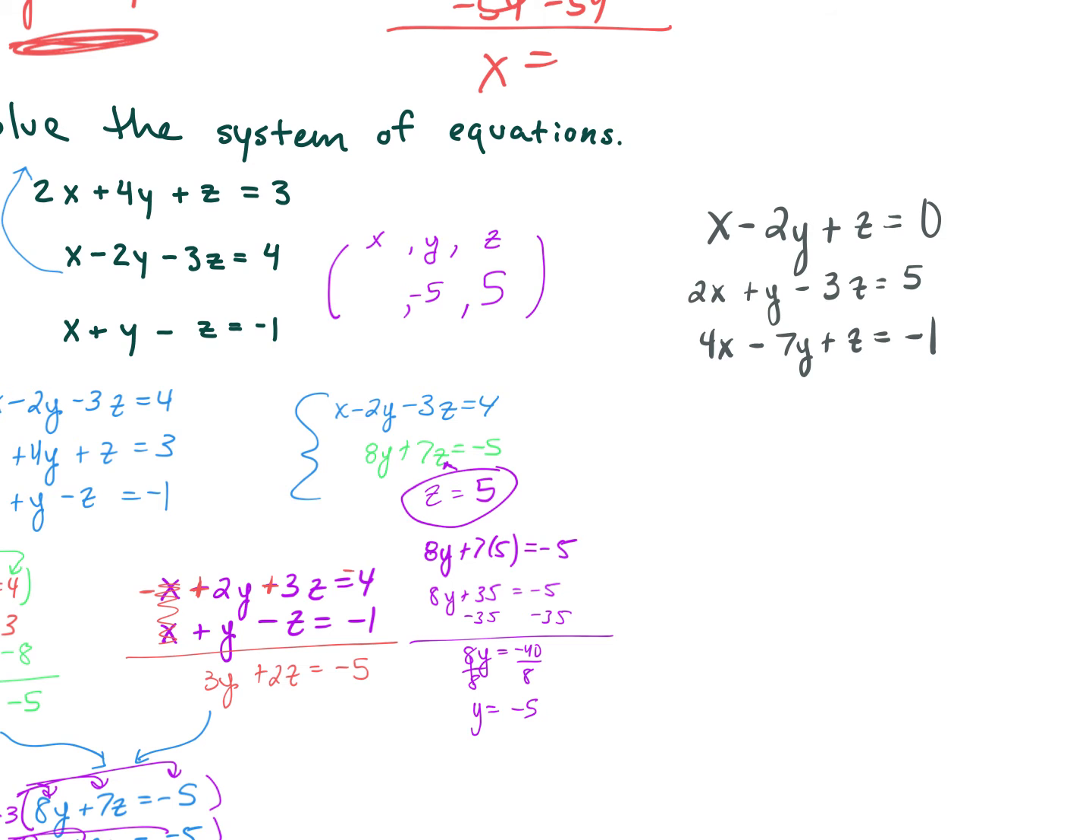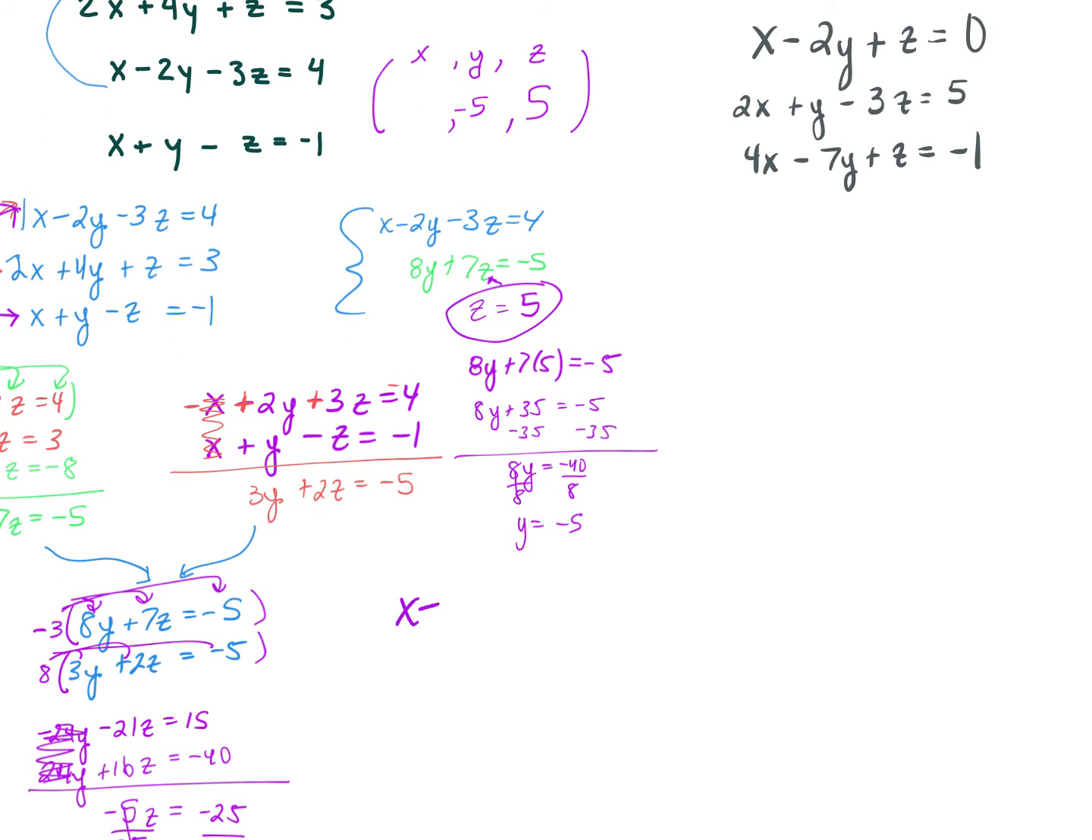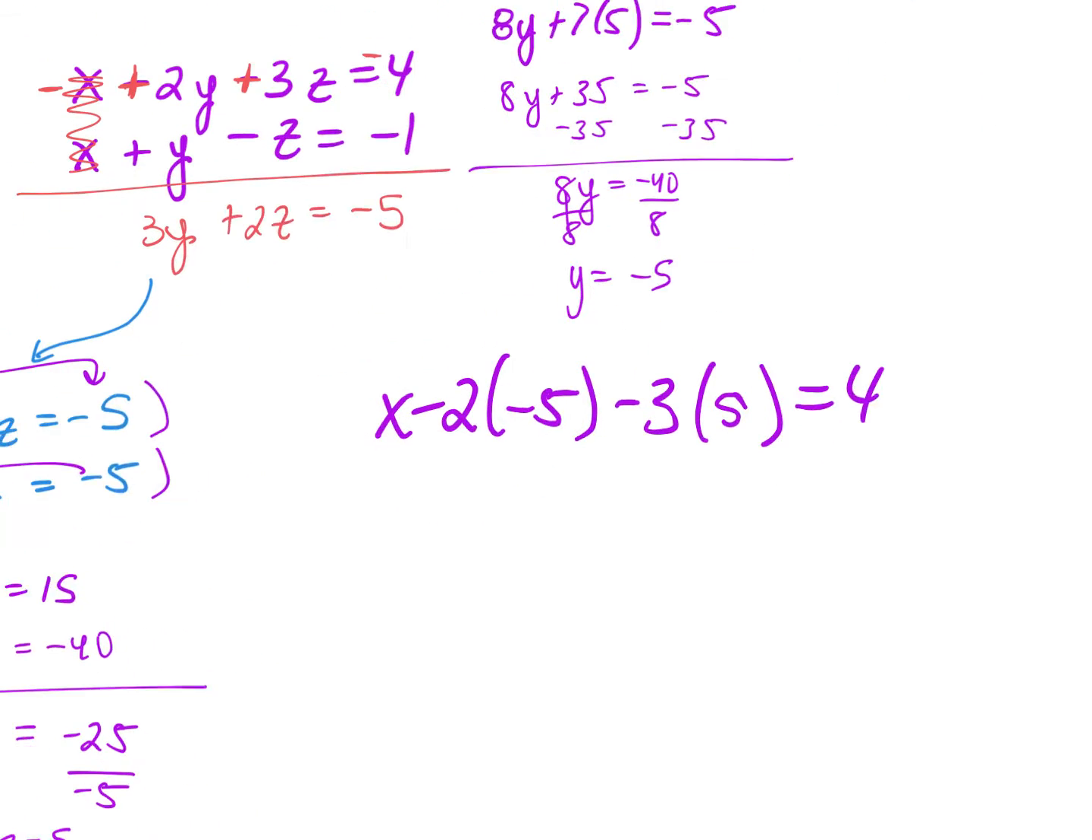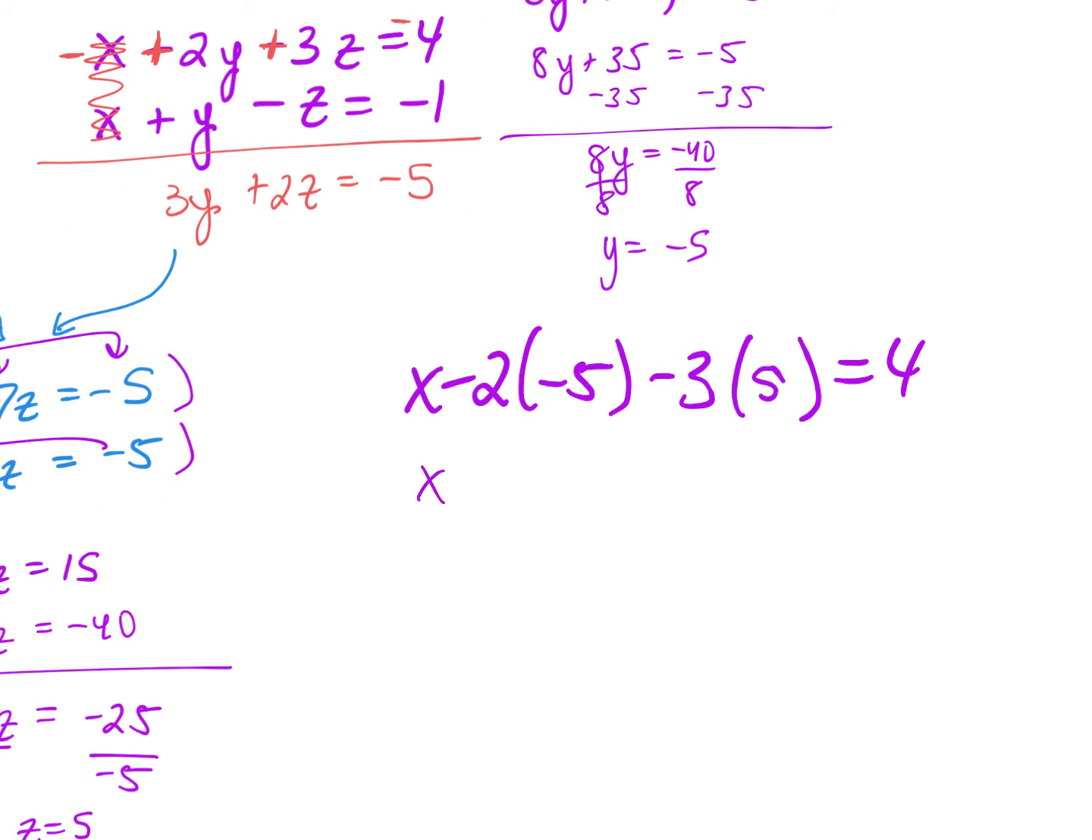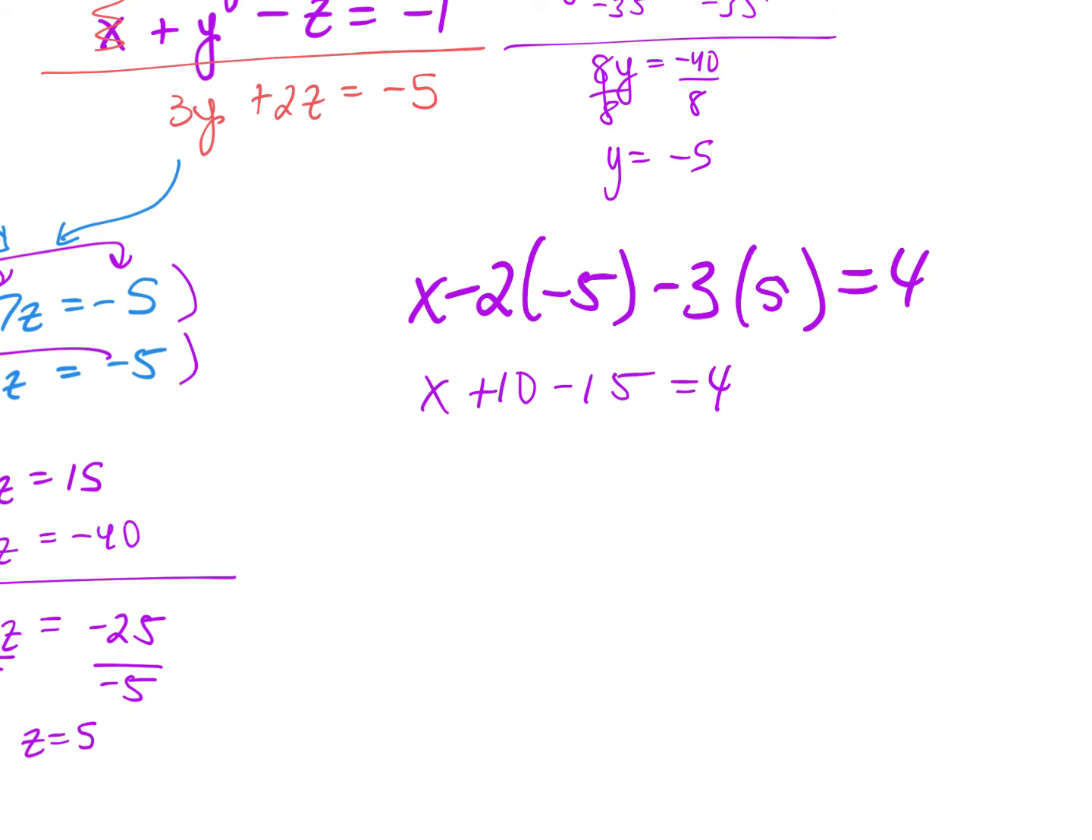Plug it into the top blue one, right? So I have x minus 2 times -5 minus 3 times 5 equals 4. So x, -2 and a -5 is +10. -3 and a +5 is -15 equals 4. We good so far?